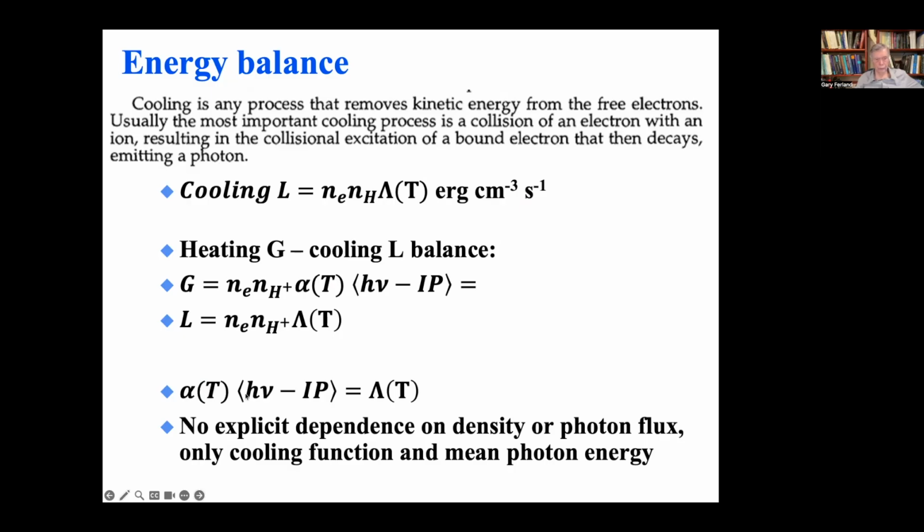It depends on the SED shape of the ionizing radiation. That's critical. And it depends on the cooling function, the ability of the gas to cool itself. So it has no explicit density dependence, and it has no explicit dependence on the flux of photons. So it's a little bit paradoxical. It's some atomic physics, the shape of the SED, and the cooling function that determine the temperature of a photoionized gas. In the next couple of videos, we're going to carry that forward and start thinking about what thermal equilibrium does to the observed spectrum.